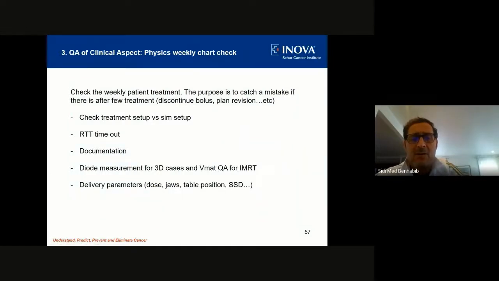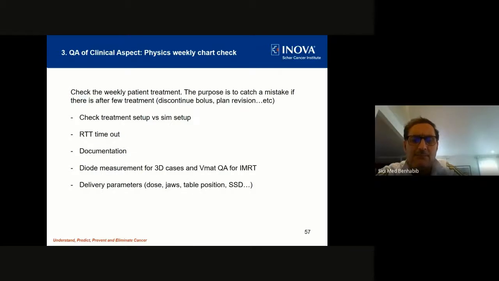For the weekly chart check, physics does this every week. In my clinic, we do it every Thursday. We go through all patients treated in the past five fractions. We check various things. We check the treatment setup versus the sim setup. We check the RTT timeout, whether they did a timeout or not. We check all the documentation, making sure everything is dropped. We check if the QA was done. As I mentioned, we do diode measurements for 3D cases and IMRT QA measurements for VMAT. So that's our QA. And then we check the delivery parameters as well, the jaws, the positioning, and all that. And we do this on a weekly basis, once a week.